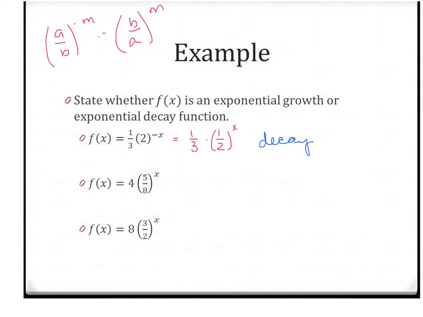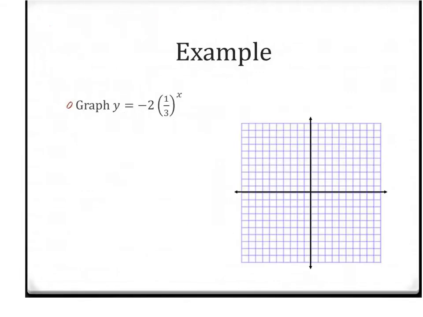Okay, so remember it's based off that b value. So if we look at the next one, our b value is 5/8, so that is decay. And our last one, our b value is 3/2. So 3/2 makes it be growth because that is greater than 1, even though it's still written as a fraction. So don't assume because it's a fraction, but because it's greater than 1.